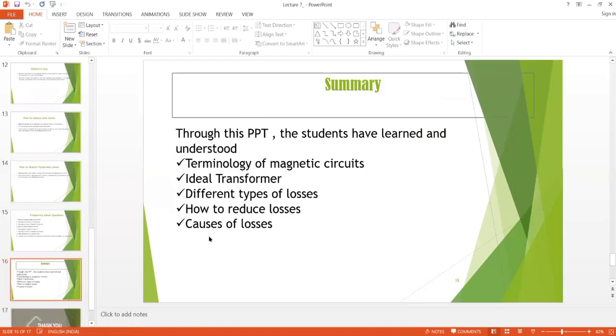So this is how we discussed the losses in your transformer. Any kind of query you can ask, or you can write in the comment section.